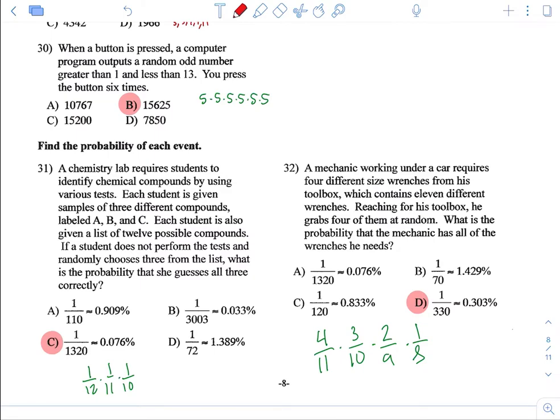32. A mechanic working under a car requires 4 different size wrenches from his toolbox, which contains 11 different wrenches. Reaching for his toolbox, he grabs 4 of them at random. What's the probability that the mechanic has all the wrenches he needs?